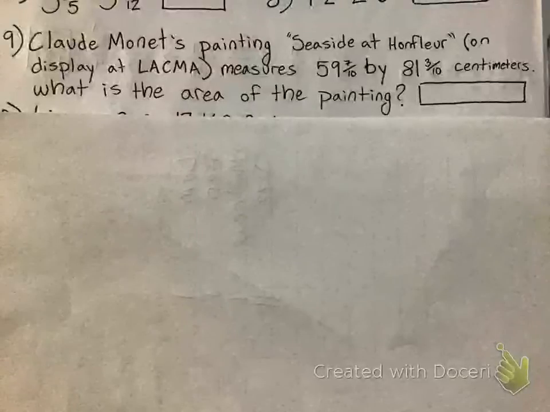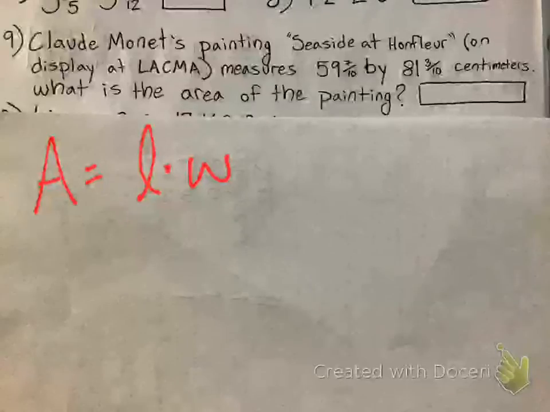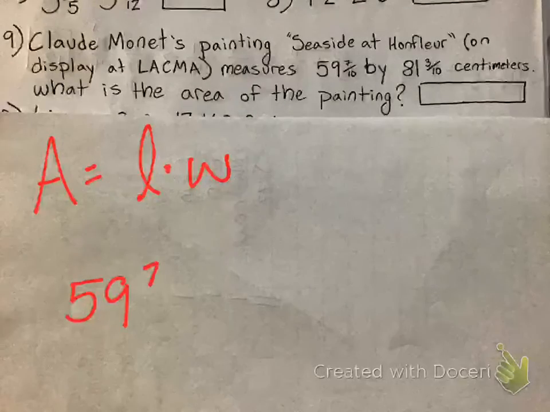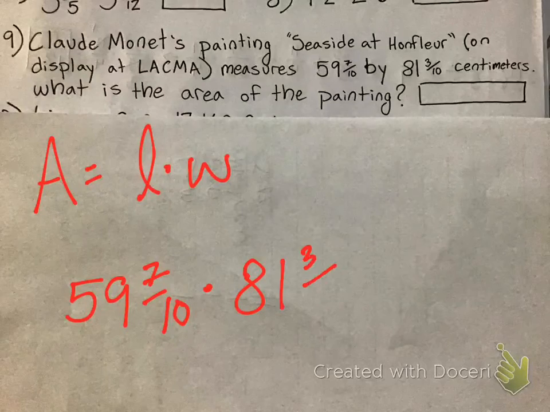Claude Monet's painting, Seaside at Honfleur, on display at LACMA, by the way, measures 59 and 7/10 by 81 and 3/10 centimeters. What is the area of the painting? Again, how do I find area? Who can tell me, Michelle? Length times width. Exactly. Our length is 59 and 7/10, and then our width is 81 and 3/10.